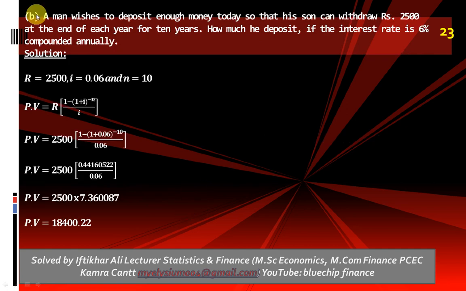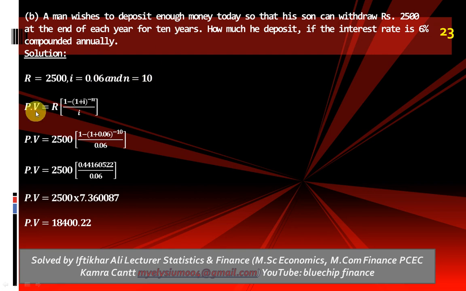Part B, a man wishes to deposit enough money today so that his son can withdraw rupees 2500 at the end of each year. So the annuity case applies, because there is a case of multiple receipts. So 2500 will be R, and how much deposit? It means he wants to ask you about the present value. If the interest rate is 6% compounded annually, the interest rate will be 0.06 and n will be 10.